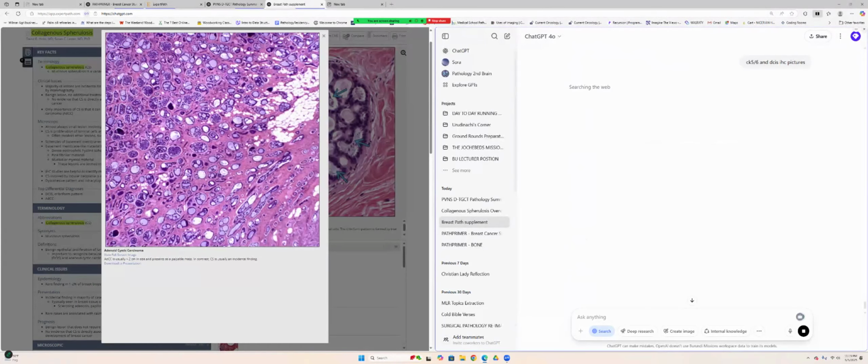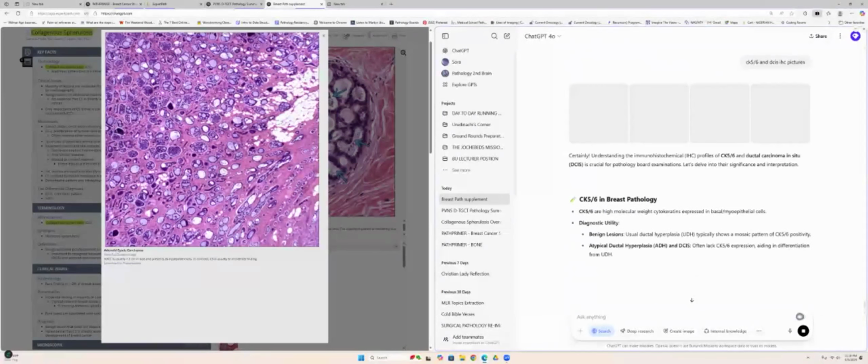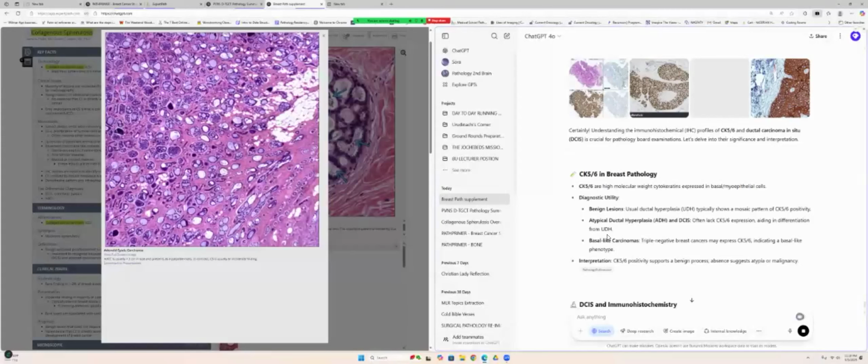It stains, so the cells are neoplastic somehow. Usually, in pathology, the neoplastic cells, I think they can pick up CK5/6 for some reason. It's a high molecular weight cytokeratin expressed in basal myoepithelial cells. That makes sense. A benign lesion like UDH typically shows a mosaic pattern of CK5/6. ADH and DCIS lack CK5/6 expression, helping in differentiation from ADH and UDH.